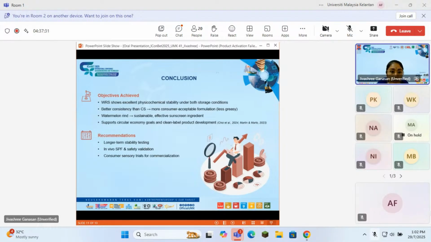So for the future recommendation of this study, further study should conduct more stability testing, maybe long term, like maybe 3 months. In vivo SPF and safety validation should be conducted to ensure that the sunscreen is stable and suitable for all skin types. And consumer sensory should also be assessed for the market potential of the watermelon rind based sunscreen.